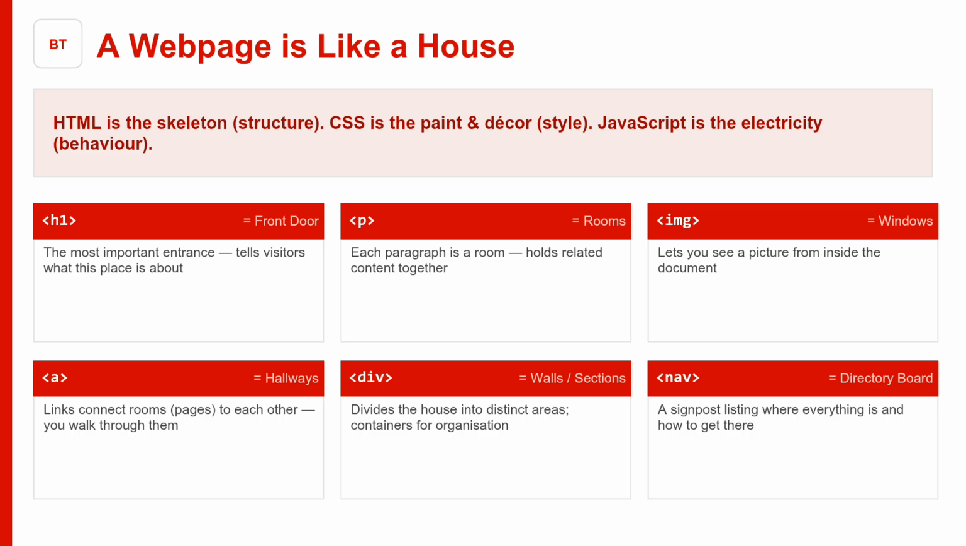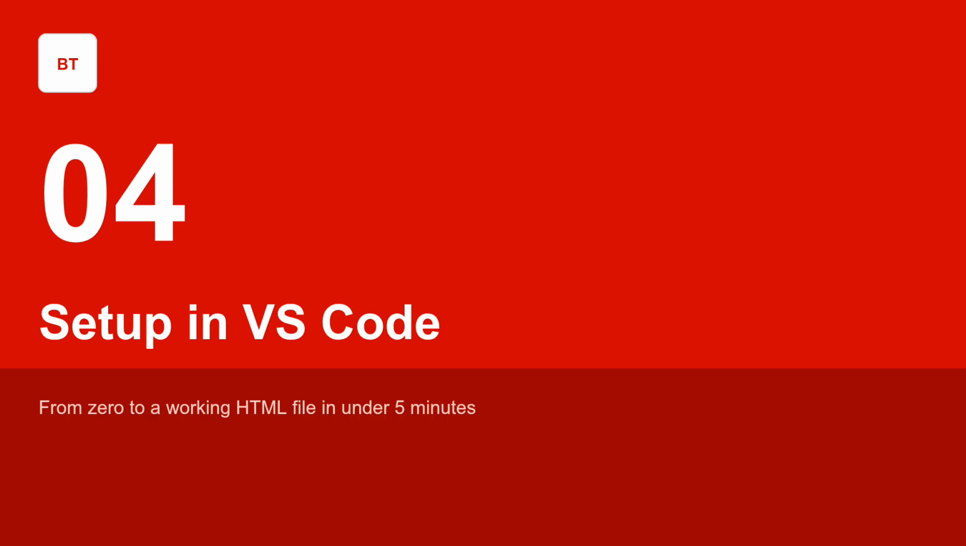Of the chassis of the house, right? The CSS is for the design of the house. The JavaScript is for the functionality of the house. Do you understand? The next thing is, how do we set up HTML in VS Code, a code editor?